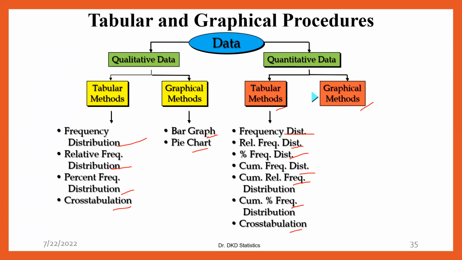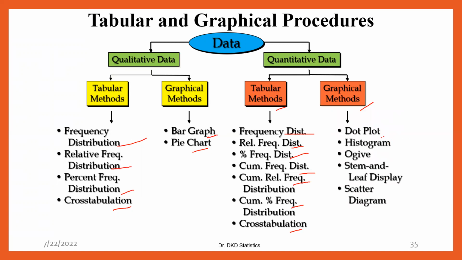And for graphical presentation, we can create many graphs: dot plots, histogram, ogive, stem and leaf display, scatter diagram, and pictogram. So these are the basic summaries. Once we have data, qualitative or quantitative, we can understand which kind of analysis we can do. This is the overall summary of the graphical presentations. Being researchers, we need all these concepts. Thank you.